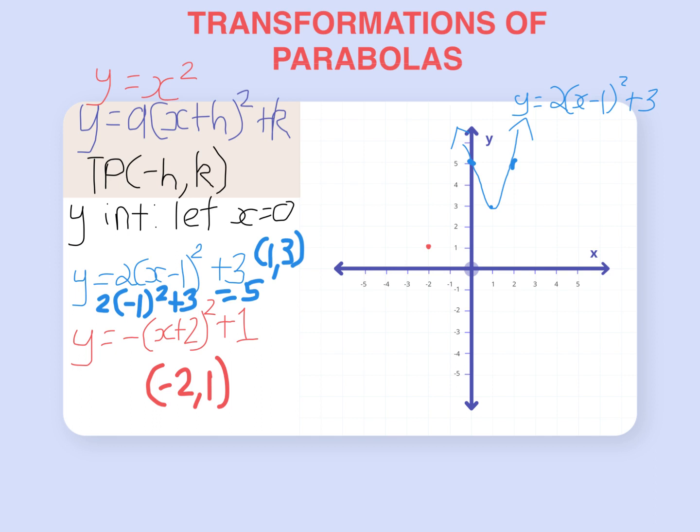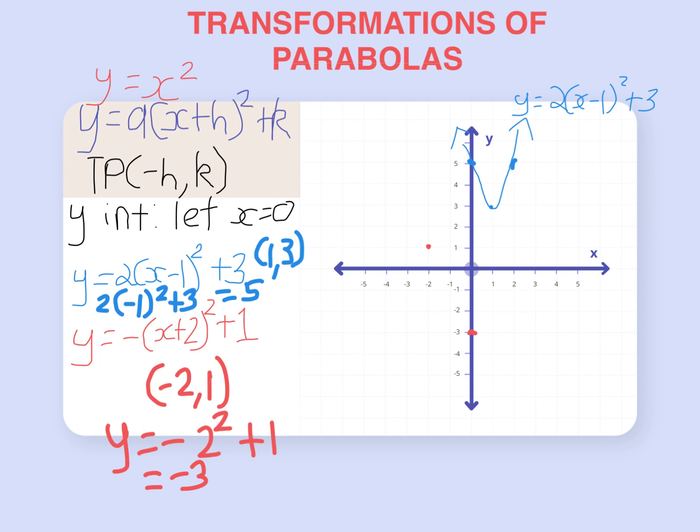Again, that is not enough to know about the shape of the parabola. It could go like this, it could go like this, could be fatter, could be thinner. We don't know. We need another point. So we're going to find the y-intercept by letting x equal 0. If I substitute x equals 0 here, we would have y equals negative (0 plus 2), and 0 plus 2 is just 2, so negative 2 squared plus 1. So we have negative 4 plus 1. That gives us negative 3. The y-intercept of this graph is at negative 3, so we plot that there.